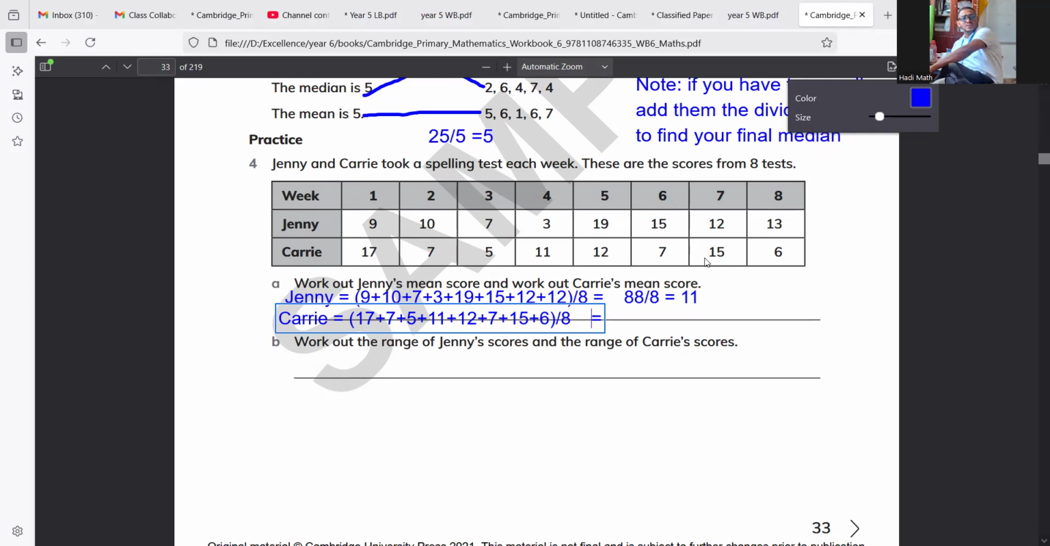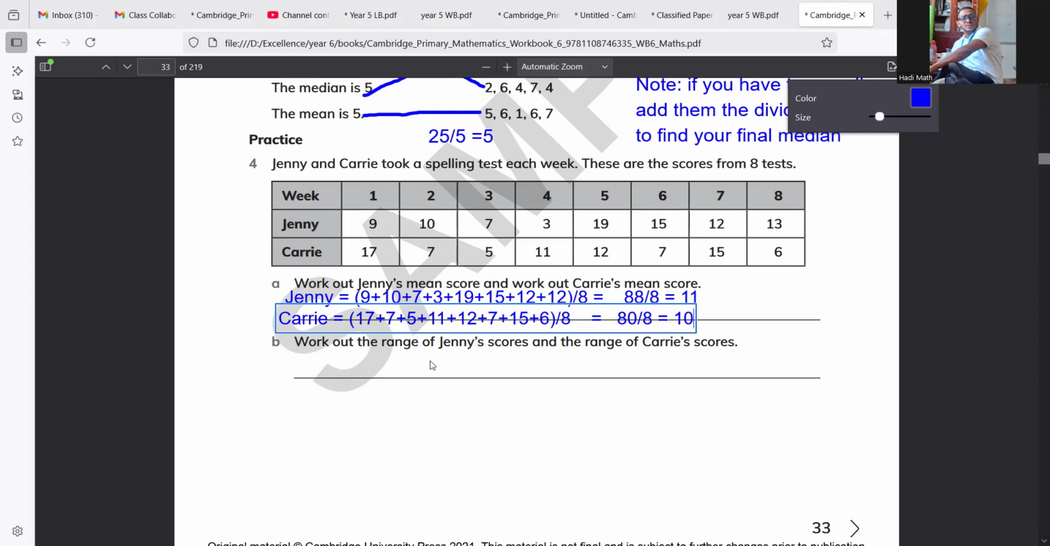Then 59 and 15. 59 and 15 is equal to 74. 74 and 8 is equal to 80. So the answer is equal to 80. 80 divided by 8, and that's equal to what? Is equal to 10. So we now find the mean for Harry is equal to 10.